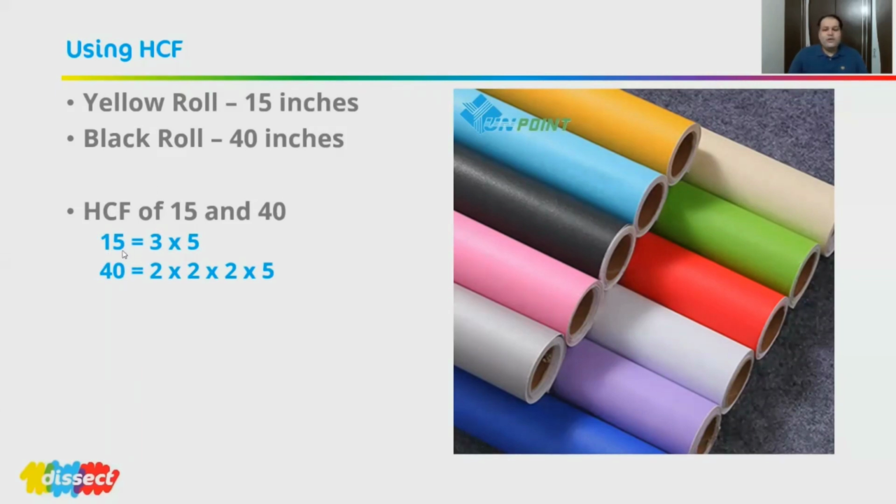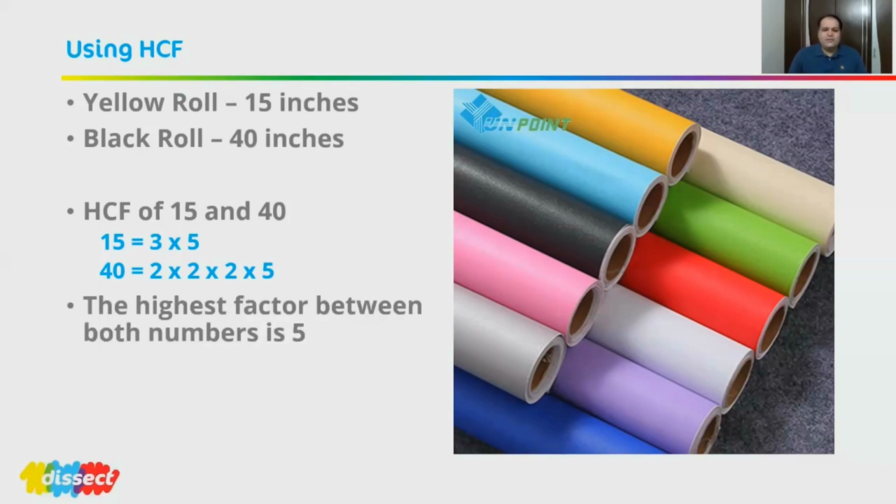For 15, I'm going to find the prime factors first. So 3 into 5. These are the prime factors for 15. For 40, I'm going to do the same. So 2 into 2 into 2 into 5. So 2 into 2, 4 into 2, 8 into 5 is 40. Now between these two, which are the common factors? There is actually only one common factor, which is 5. And that's why you choose that 5 as a common factor, which incidentally in this pair of numbers is also the highest common factor.